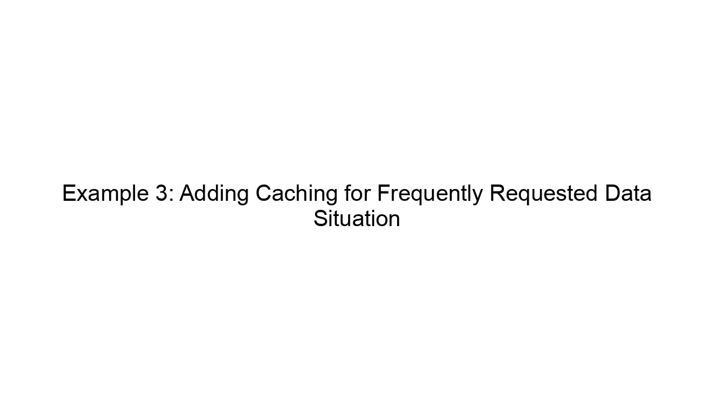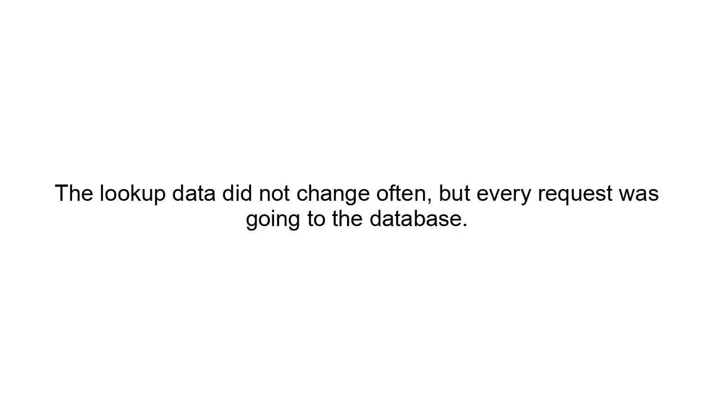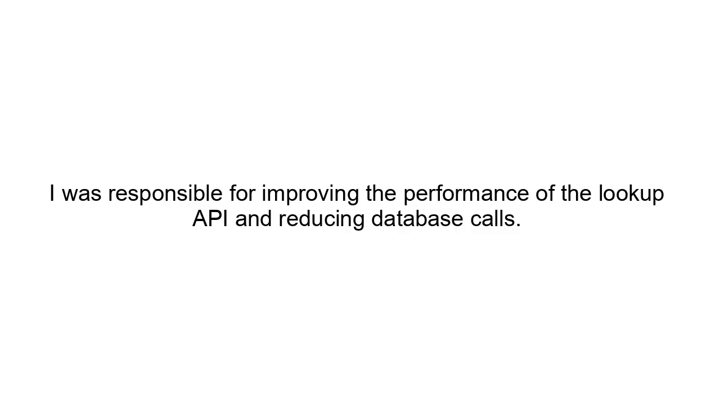Example 3. Adding caching for frequently requested data. Situation. Our application had a lookup API that was called frequently by multiple screens. The lookup data did not change often, but every request was going to the database. During high traffic, this created unnecessary database load and increased response time. Task. I was responsible for improving the performance of the lookup API and reducing database calls.